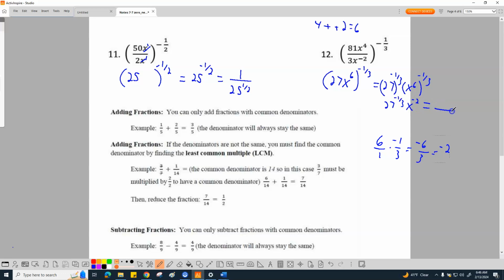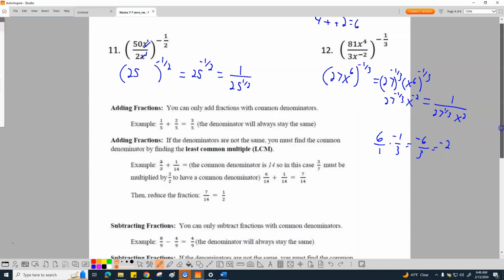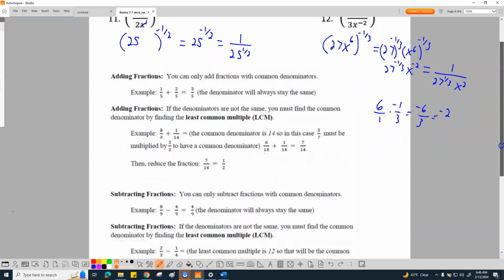Now, we don't like negative exponents, so let's fix that. This goes to 27 to the 1/3. And then x squared goes on the bottom. And then I have a 1 on top. So it builds in complexity, obviously. That's how we go. And then this 27 to 1/3 can actually be rewritten into something else. But we touched on that last week. We'll touch on it again later in the week.